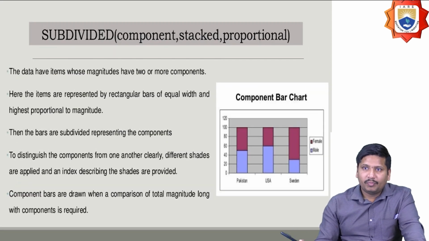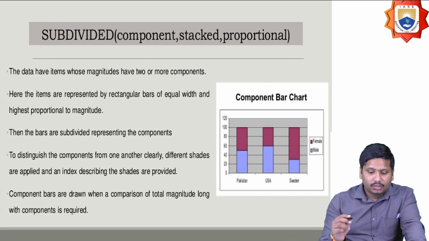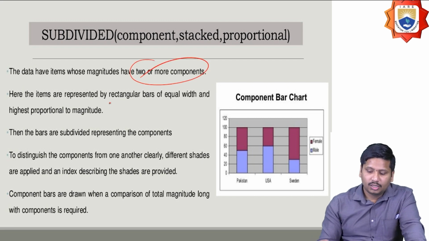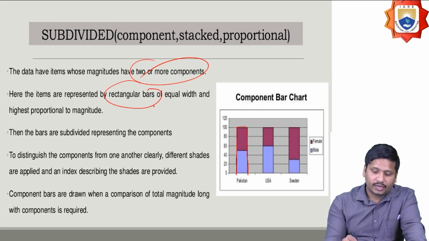And the subdivided bar, what we call a component bar or stacked bar or proportional bar. Here, normally the data items have magnitudes that are divided into two or more components. That means each bar is divided into two compositions. That's why we call it a component bar, or a stacked bar, or a proportional bar.